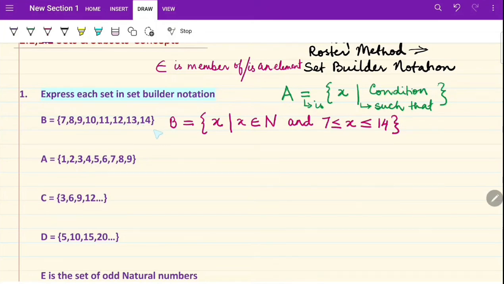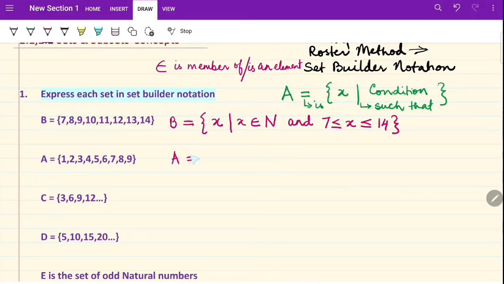All right. So this was the first example. Now the next one is A equals, and then the numbers are 1, 2, 3, 4, 5, 6, 7, 8, and 9. So this is going to work the same way. These are again natural numbers, starts from 1 to 9. So you're going to write it as A is. So this time the name of the set is A.